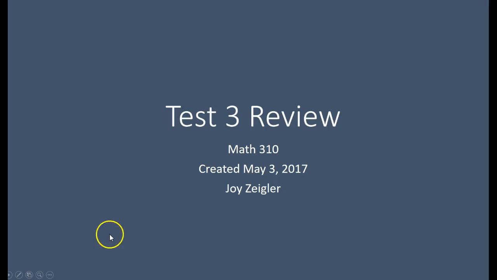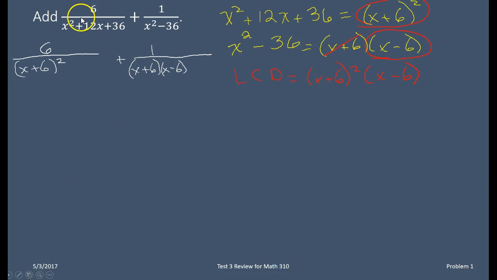Welcome to the Test 3 review for Math 310. The first problem is to add these two rational expressions. To do that, we need to find a common denominator, and we do that by factoring each of these denominators and then finding out what we need to do to make them common denominators.